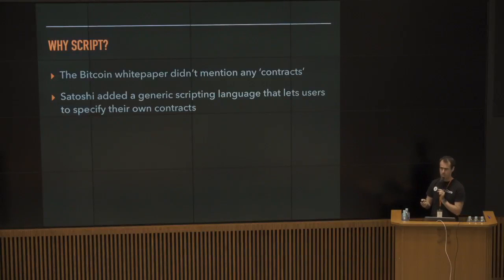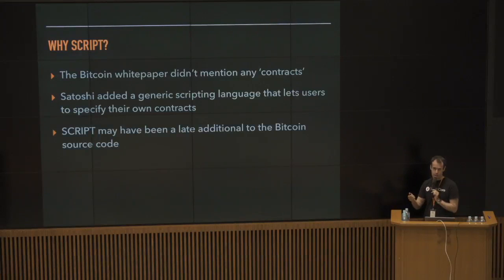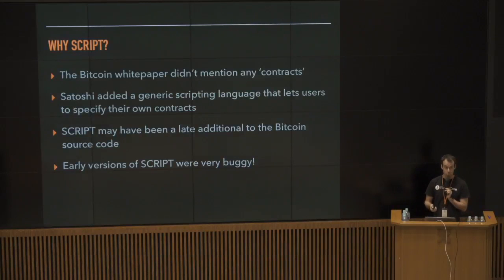Now that wasn't mentioned in the white paper, and it may be that script was added quite late into the development of the Bitcoin source code before release. Early versions of script were very buggy. For example, anyone could spend anyone's coins. That's a bit of a bug, which suggests that maybe the implementation was a little bit rushed.